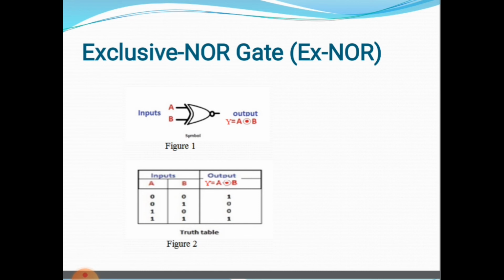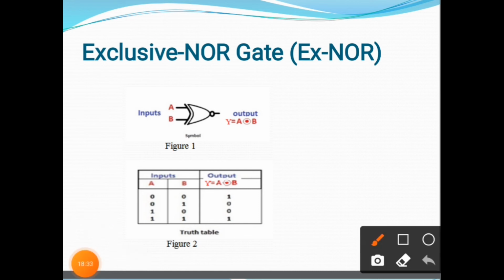Let us see how. When we use the first condition, A is equal to 0 and B is equal to 0, then output will be 1. Now the second condition, when we use A is equal to 0 and B is equal to 1, then output will be 0. When A is equal to 1 and B is equal to 0, then output will be 0. And when A is equal to 1 and B is equal to 1, then output will be 1. That is your truth table.